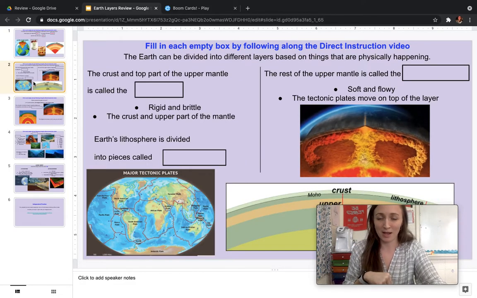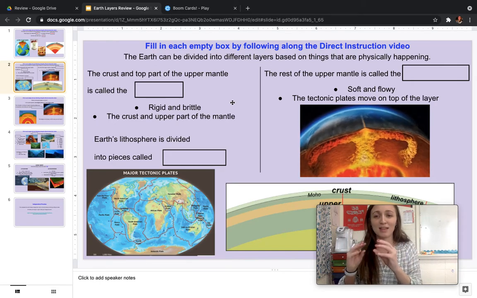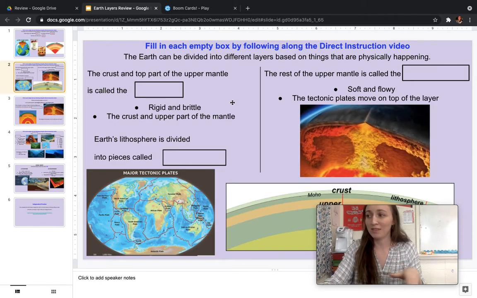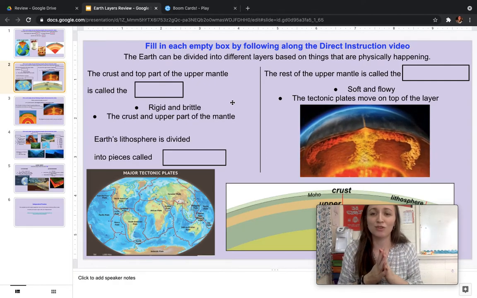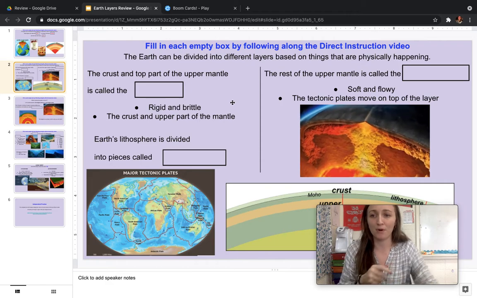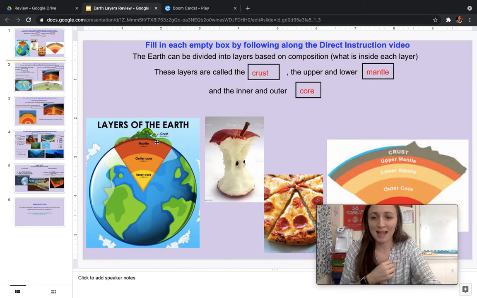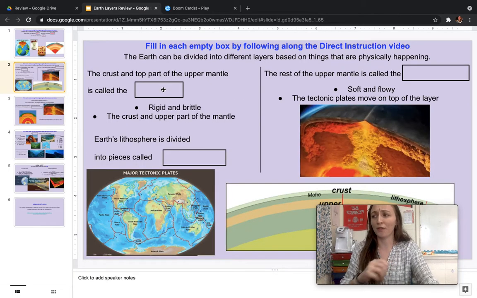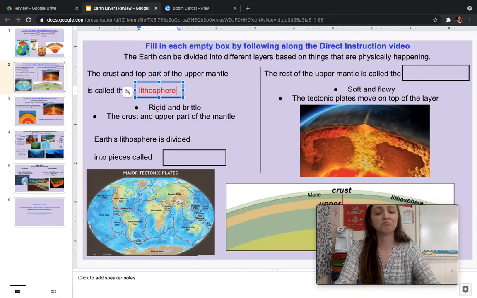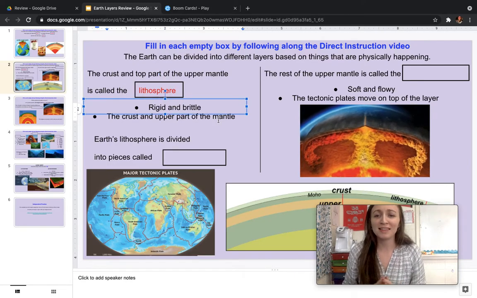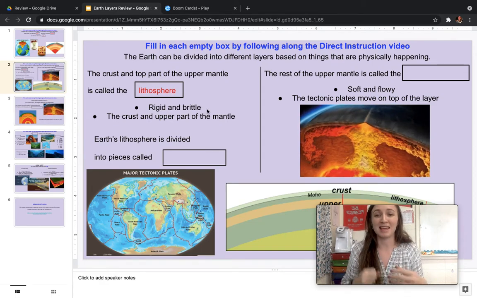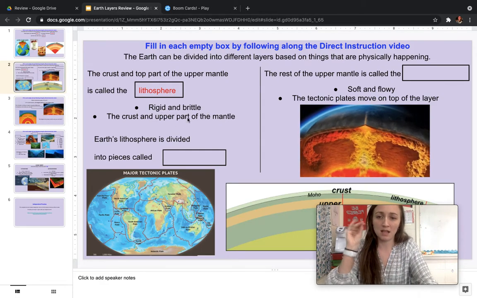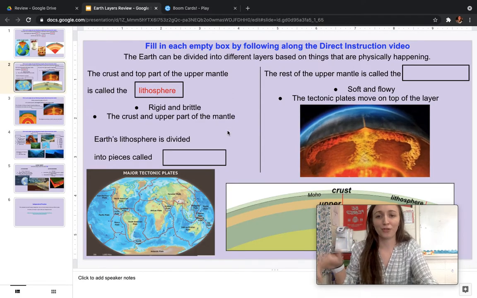This is where it gets a little bit complicated, is you can take those layers and put them in different sections. Let me explain. So you can take the crust and the top part of the upper mantle. So the crust, the outside, and the top part of the mantle, and we will call that the lithosphere. The lithosphere. So the lithosphere we describe as rigid and brittle, meaning it can break up. And again, it's the upper layer of the earth.